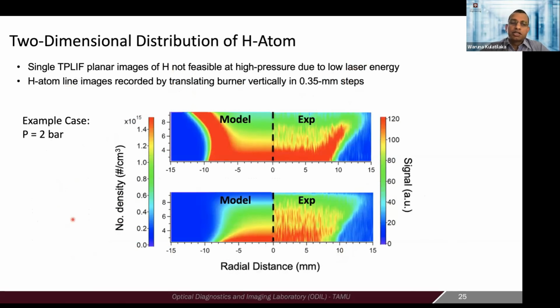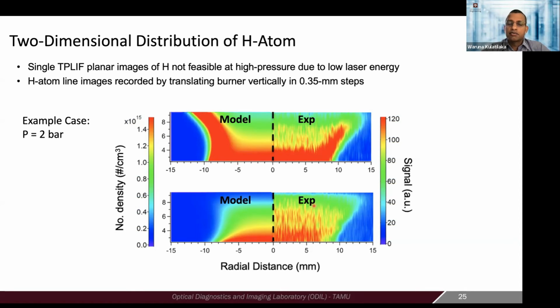But with this initial success, we were able to do some two-dimensional images. Again, the one thing to keep in mind here is that H-atoms have very low number densities, so 10 to the 13th, 10 to the 14th per cubic centimeter, compared to several percent of other molecular species. So the signals are very low, and you cannot do a full 2D image in one shot. So what we do in this case is take a line image and translate the burner up and down, and then we combine those line images into the 2D profile.